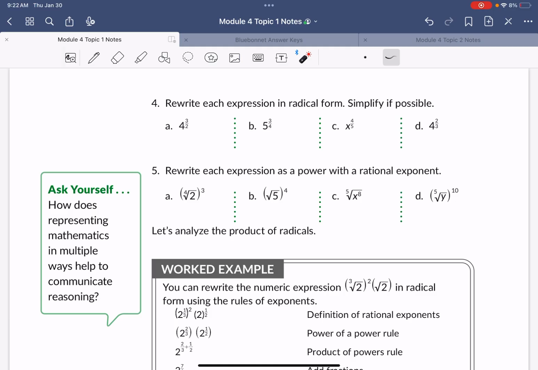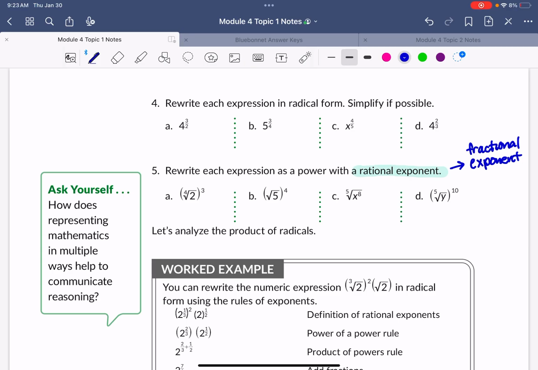I also want you to do 5 here. 5 wants you to go from a radical expression into a rational exponent. Rational, this word right here, if you want to highlight it, let's do that actually. A rational exponent just means that you want an exponent with a fraction. I'm going to put fractional exponent. So that's all it's wanting you to do. It wants you to have a fractional exponent.